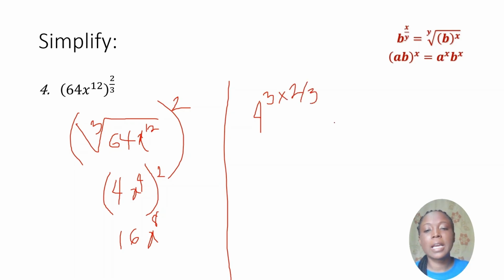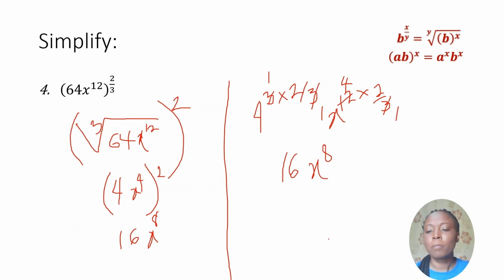Then I deal with the x values. So this is x raised to power 12, and I'll still multiply with 2 over 3. So 3 here 1, 3 here 4. 3 here 1, 3 here 1. So I have 4 raised to power 2. That will give me 16. x raised to power 4 times 2 will give me x^8. Can you see that this is super easy? If you get this, give me a thumbs up.